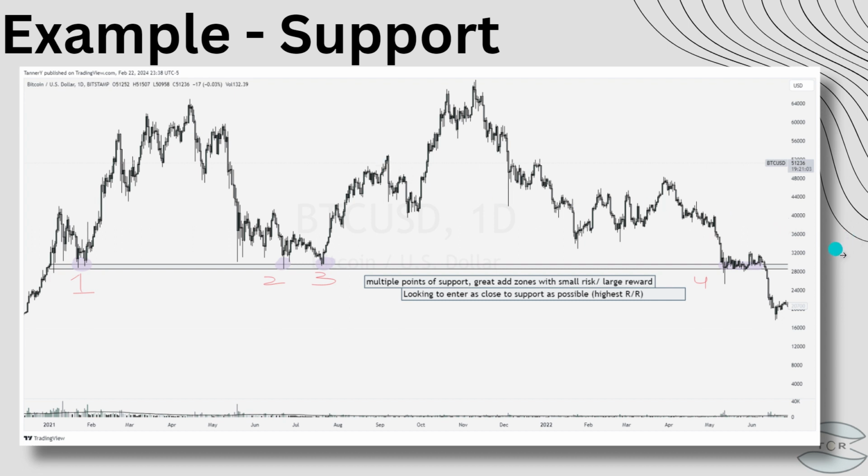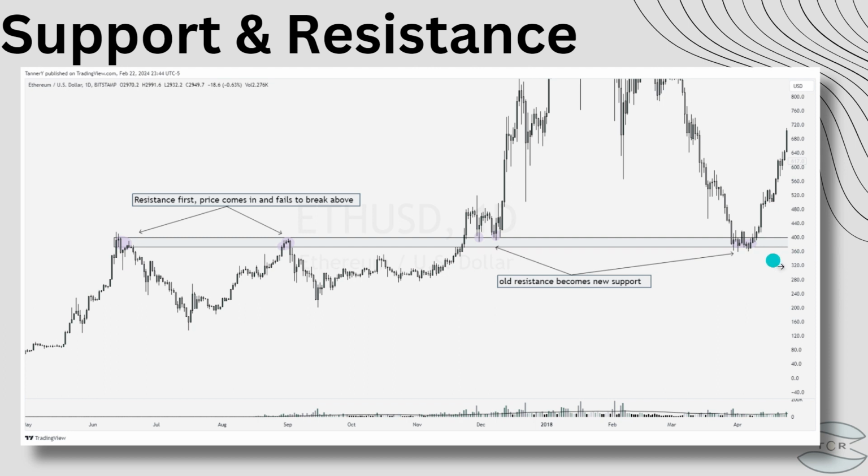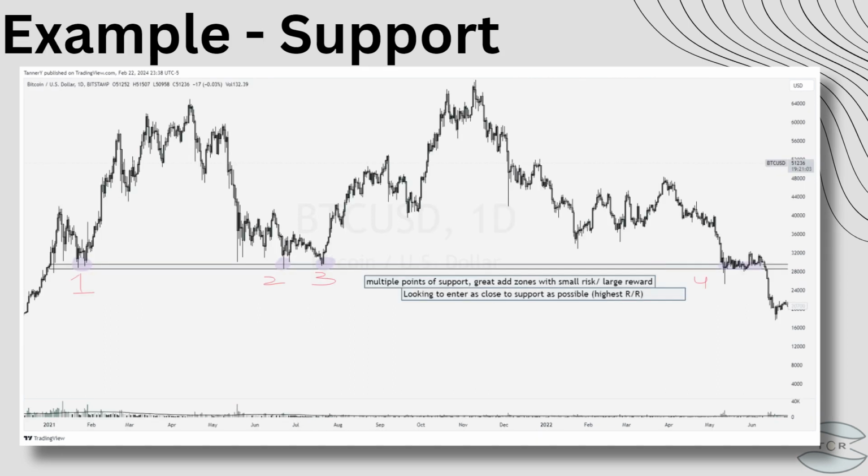All right, let's take a look. Moving on. So now we have an example of support and resistance, right? Here we just have support. You've got Bitcoin coming into 29,000, finding that support multiple times. But what happens when a specific area is both resistance and support?